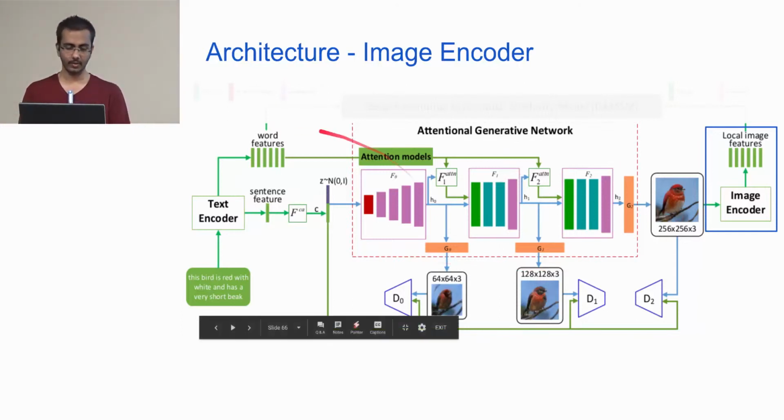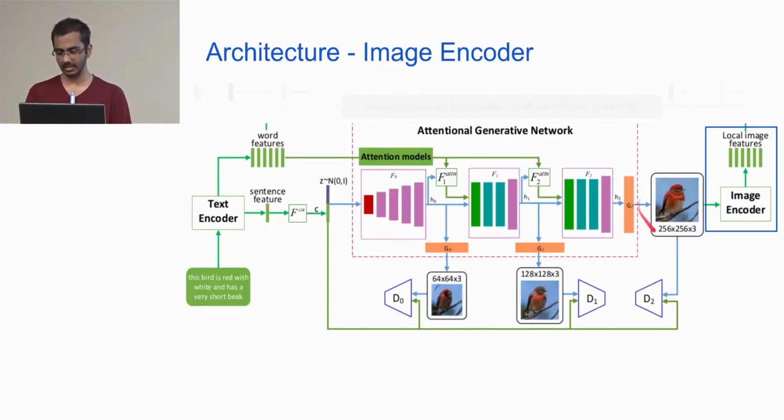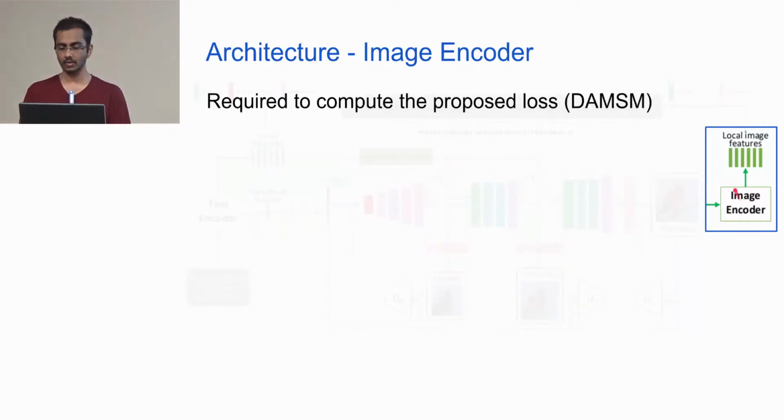Next up, since we have decoded most of the network, we'll see what the image encoder here is. It takes this output, this generated image, as input. As you would have guessed, we don't actually need it for the generation process, but we do need it for the proposed loss. This paper proposes a loss, DAMSM. We'll get into that later, but it is required for that. So this image encoder takes in images, they need not be the generated images, they can be the actual images as well, any image which can be basically encoded.